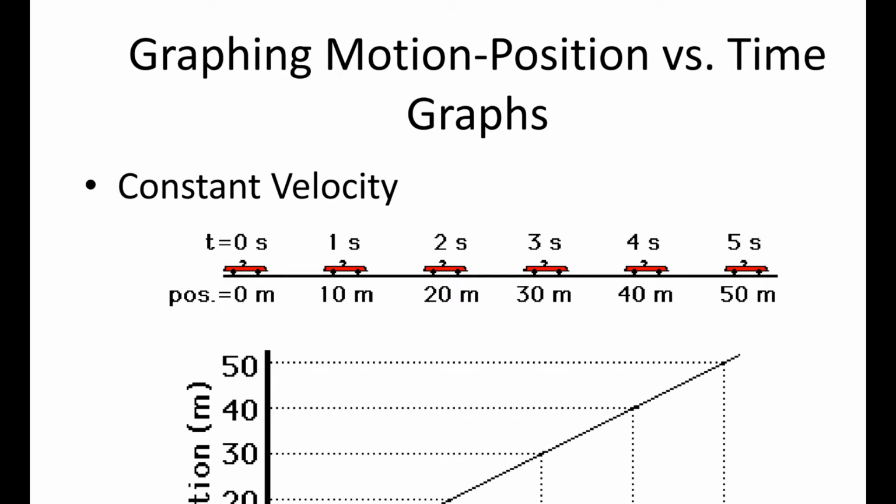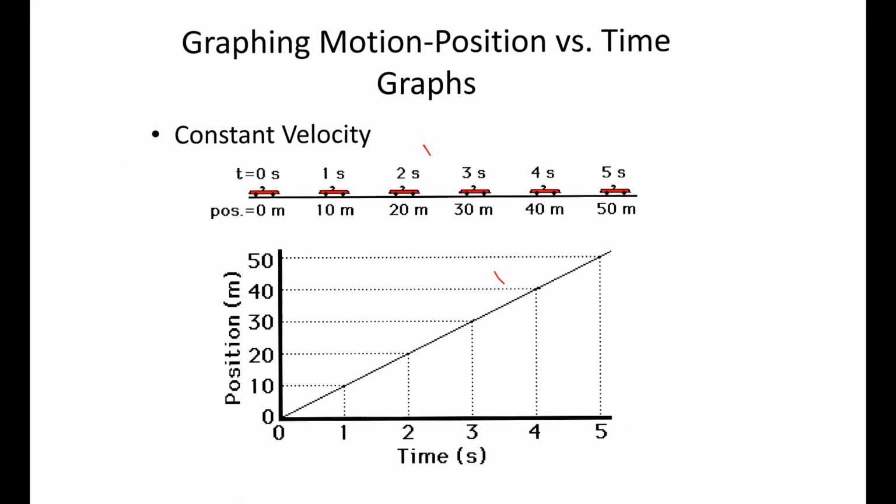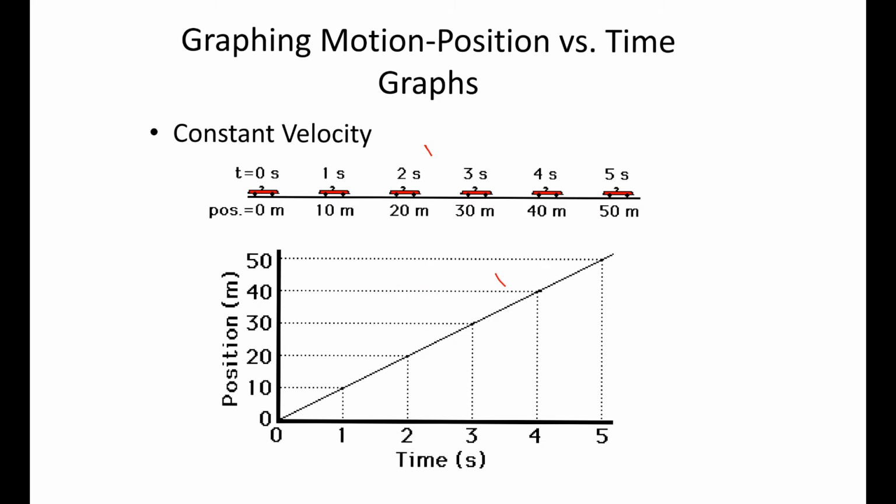All right, I need to rearrange this a little bit. There we go. So the graph, we have a position versus time graph here, and this is constant velocity. In a position versus time graph, if you have a straight slanted line, it means it's moving at constant velocity.